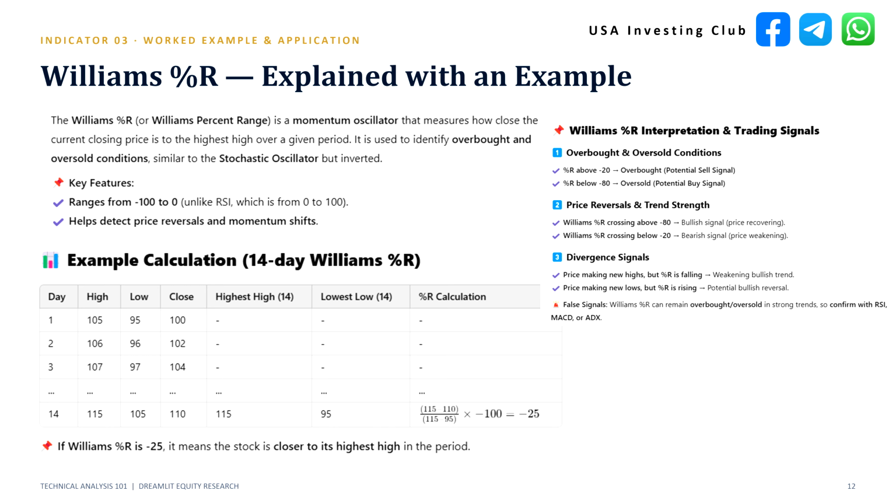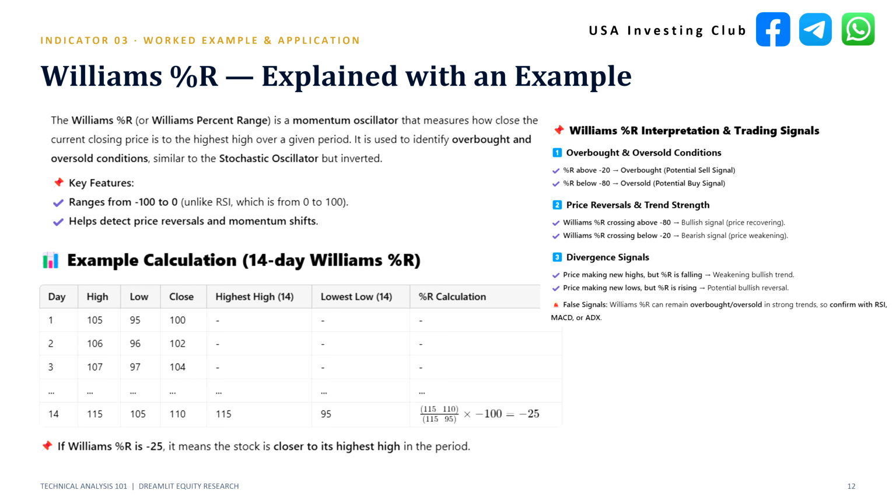What does negative 25 tell us? It sits inside the neutral zone, but on the stronger side of it, closer to the overbought threshold at negative 20 than to the oversold threshold at negative 80, meaning the stock is trading fairly close to its recent highest high. Turning this into 3 trading rules.